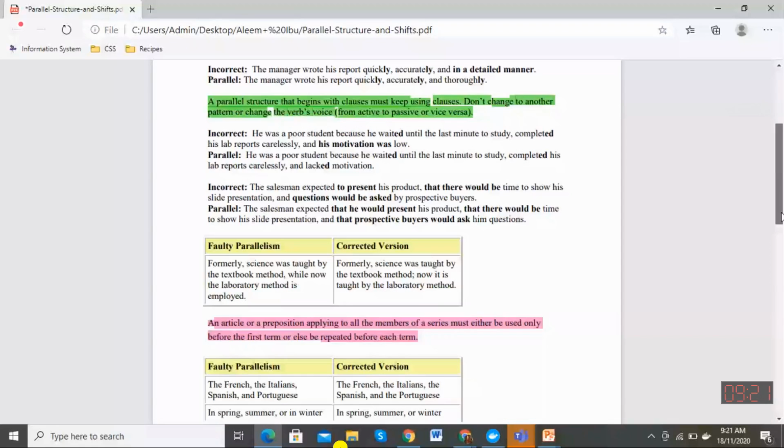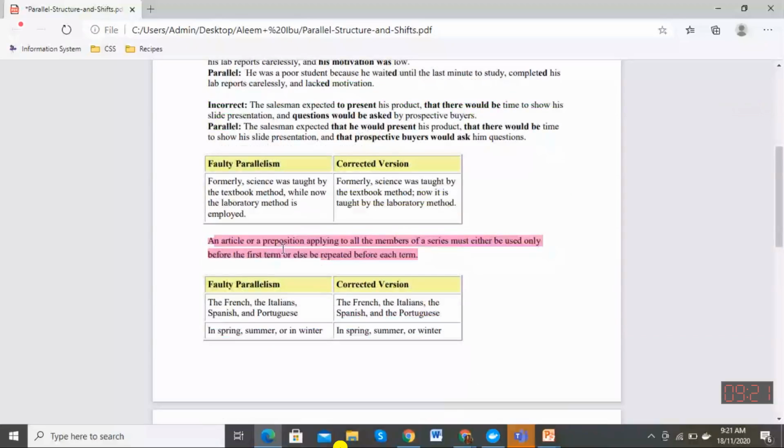Here, an article or preposition applying to all members of a series. अब इसका usage क्या है? In parallelism with articles also, an article or preposition applying to all members of a series must be either used only before the first term or else be repeated for each term. अच्छा, इसमें एक और principle और rule है कि अगर आपने articles use किए, whether definite या indefinite article और any preposition, either you use it with every item in the series, or you can omit it. ठीक है, या आप सबसे पहले एक दफा use कर लें, बाकी जो आने वाले proceedings हैं, you can omit it with the rest of the information, or you can use it with everything. For instance, the French, the Italians, Spanish, and Portuguese.